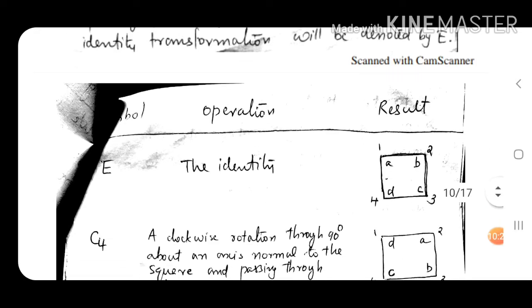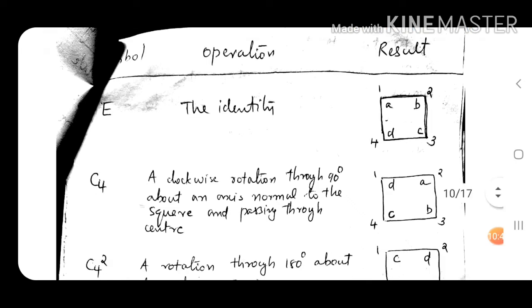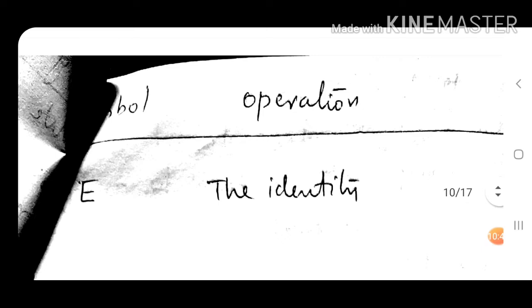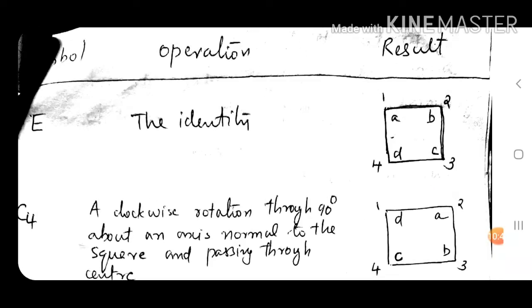Now, when we consider this example of a square, this will be clear to you. We are taking a square. Its four corners are marked as A, B, C, D. The first operation is the identity operation, which gives no transformation. The square remains as it is.